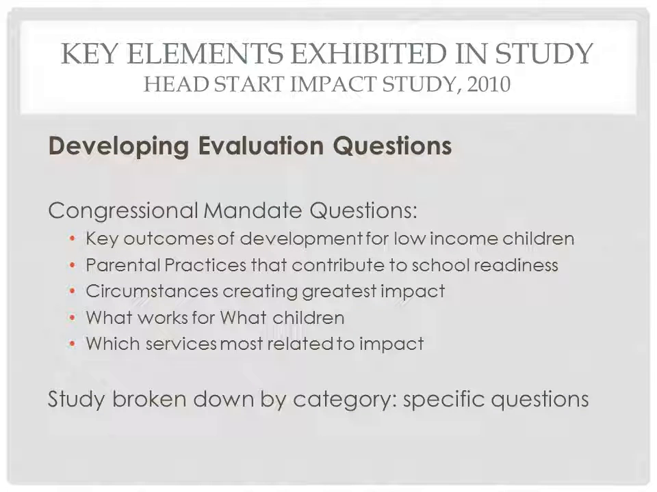Another area observed was the development of reasonable and appropriate evaluation questions. Identifying the desired outcome helps to lead to the formulation of program questions, and at the time of the congressional mandate, the advisory committee to the Head Start research development asked some specific questions. These questions were: what difference does Head Start make to key outcomes of development and learning, in particular the multiple domains of school readiness for low-income children? What difference does Head Start make to parental practices that contribute to children's school readiness? And under what circumstances does Head Start achieve the greatest impact? What works for which children, and what Head Start services are mostly related to impact?